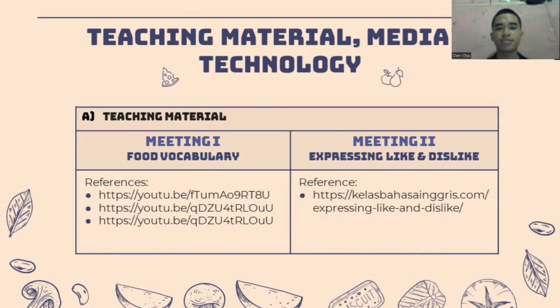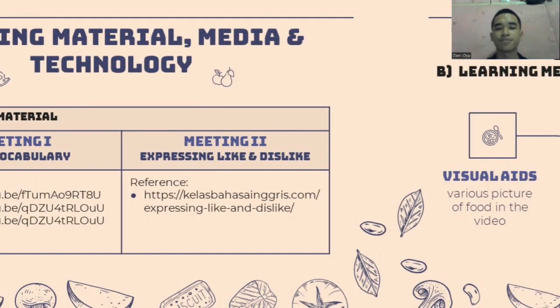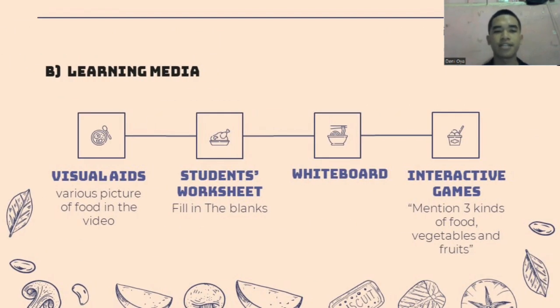Then about the teaching material, media and technology used in this plan. The teaching material for meeting 1 is food vocabulary, where we took the reference from the YouTube links below. And for meeting 2, expressing like and dislike, we took the reference from the link below. For meeting 1, we took the reference from YouTube, and in meeting 2, we took the reference from Google.